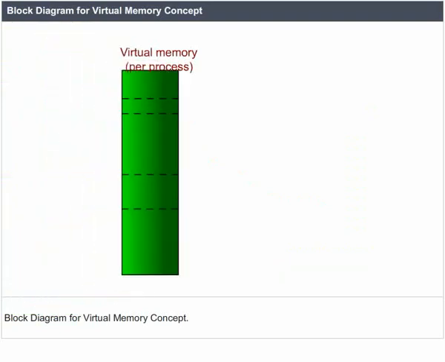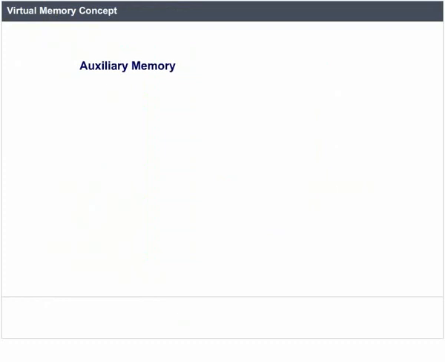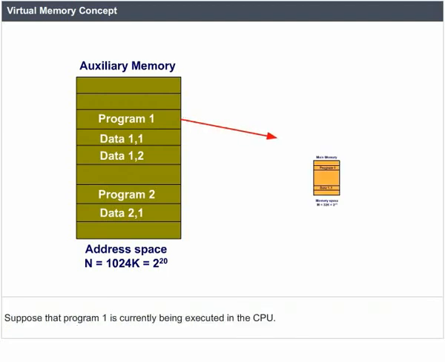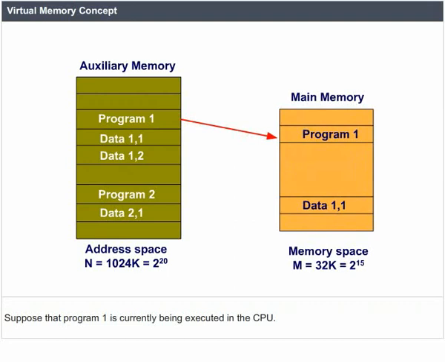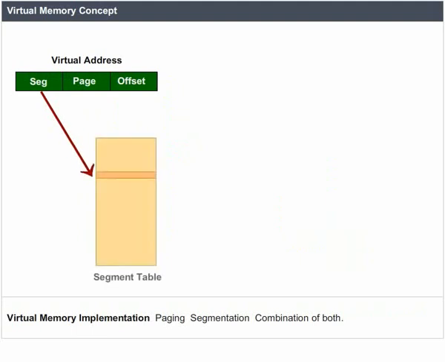Block diagram for the virtual memory concept. In a multi-programming computer system, programs and data are transferred to and from auxiliary memory and main memory based on demands imposed by the CPU. Suppose that Program 1 is currently being executed in the CPU. Program 1 and a portion of its associated data are moved from auxiliary memory into main memory as shown in the figure before.